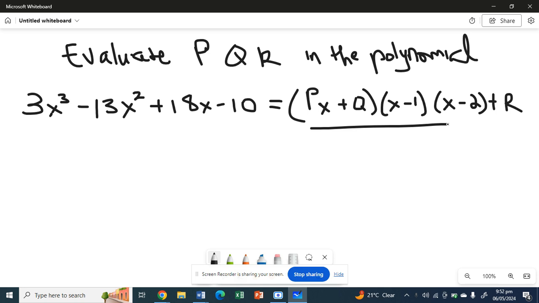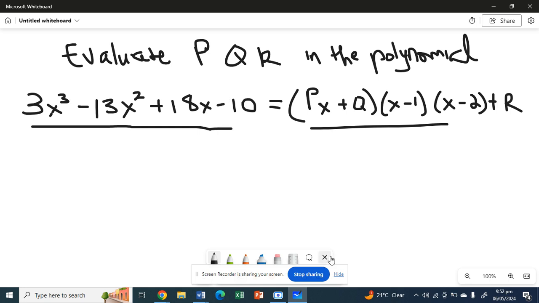So the first thing that we're going to have to do here is simplify the left-hand side. We need to expand these brackets so that we can have it in the format of a polynomial, like here where we have 3x cubed, 13x squared plus 18x minus 10. We want to put them both in the same format. Then after that, we're going to find the values of p, q, and r by equating coefficients.